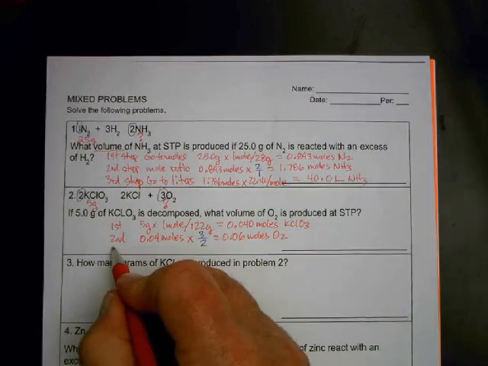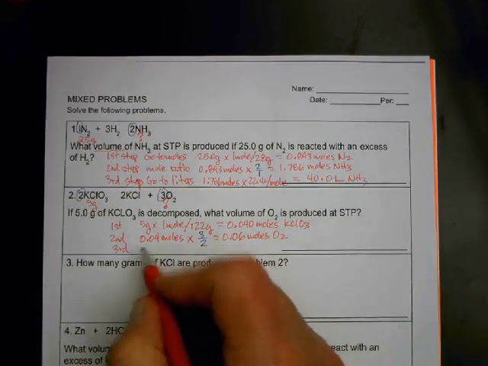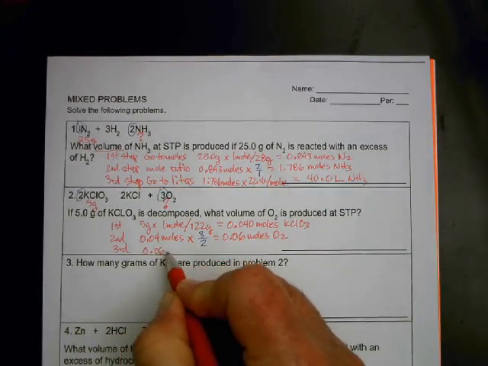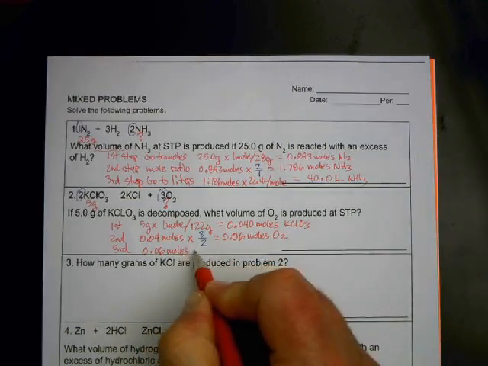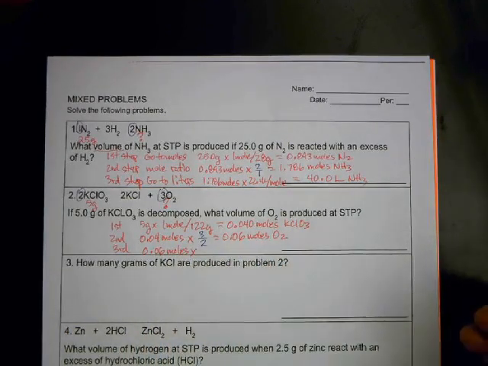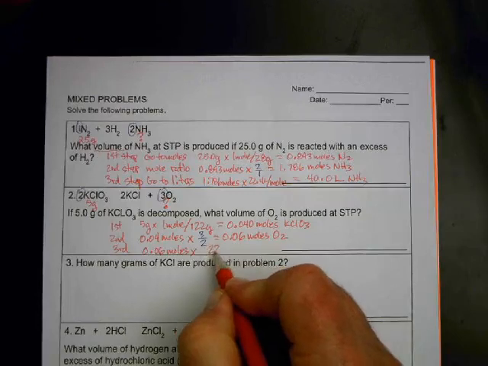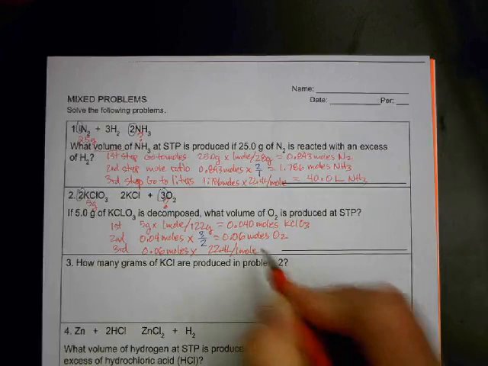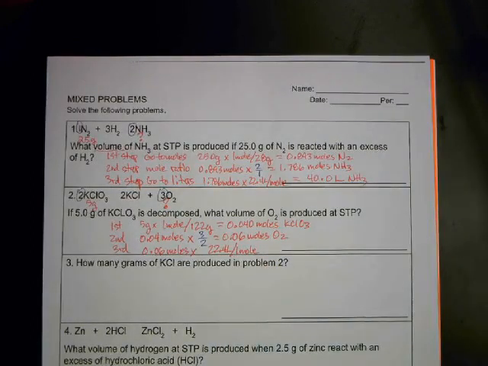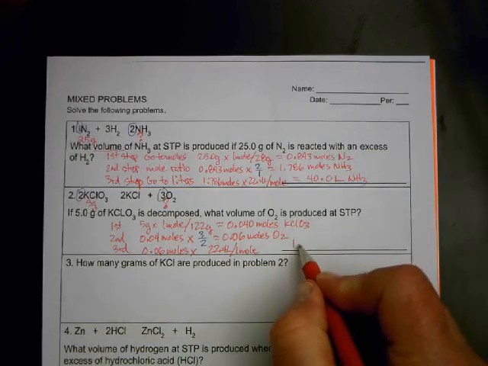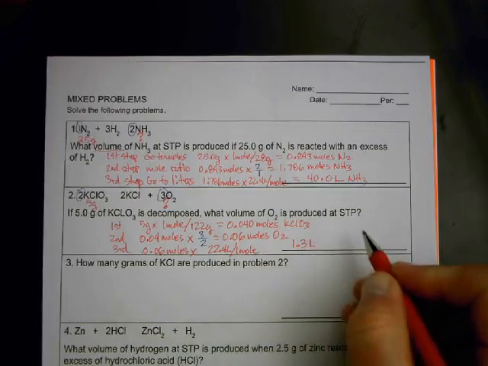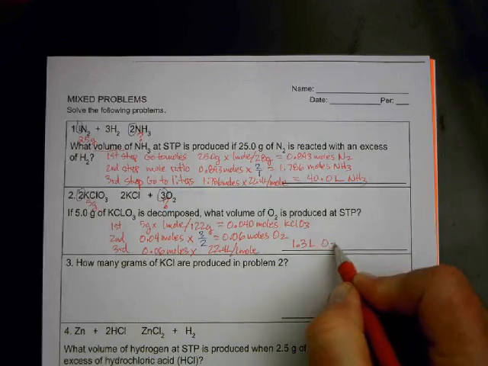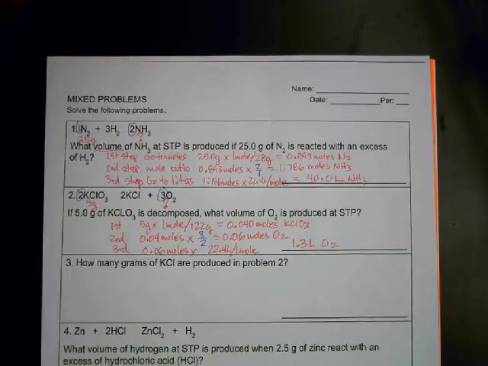And then third step, take the 0.06, and we again want volume. It's the same number all the time for volume. Doesn't matter what gas it is. So it's 0.06 times 22.4, and basically it's going to come out 1.3 liters of O2. So 3 steps.